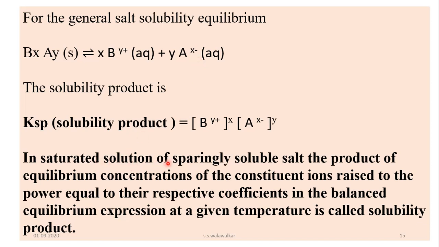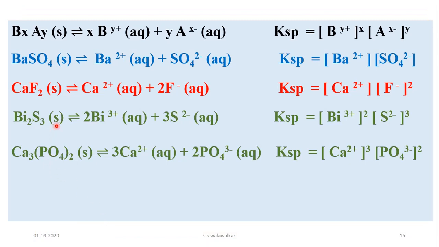So in a saturated solution of a sparingly soluble salt, the product of the equilibrium concentrations of the constituent ions, raised to the power equal to their respective coefficients in the balanced equilibrium expression at a given temperature, is called the solubility product. It is denoted as Ksp.